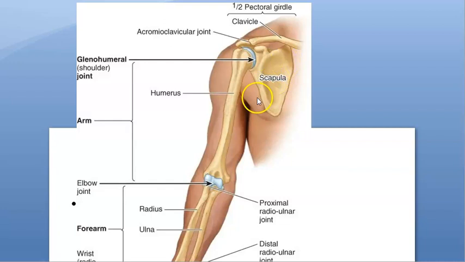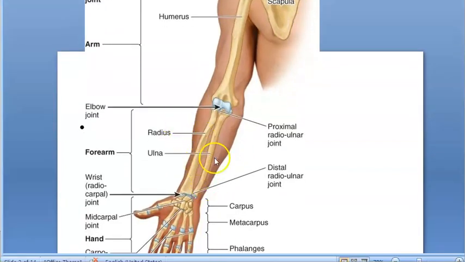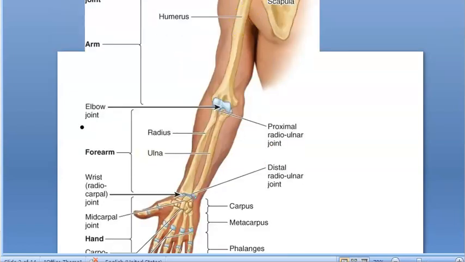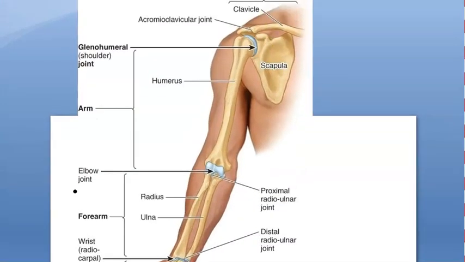Clavicle can get fractured, scapula can get fractured, humerus can get fractured, your radius can get fractured, ulna can get fractured, your carpals can get fractured, metacarpals can get fractured, phalanges can get fractured, right? And when it comes to joints, they can get dislocated or subluxated. So dislocation of the claviculosternal joint, the acromioclavicular joint can get dislocated. The shoulder joint, a very commonly dislocated joint in the body, can get dislocated.